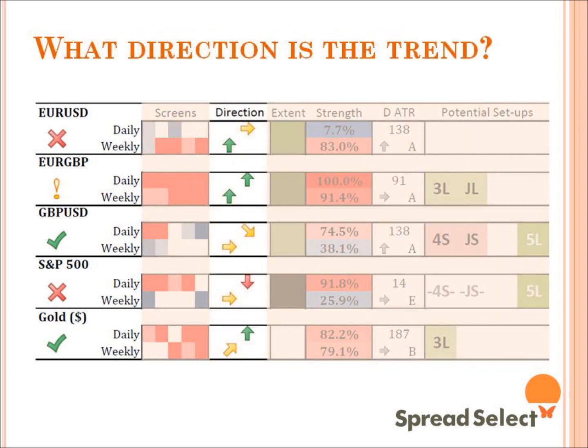Next, we want to know what direction the trend is going in. It can be up, strongly up or moderately up, down, strongly down or moderately down, or it can be horizontal, in other words there's no trend visible.